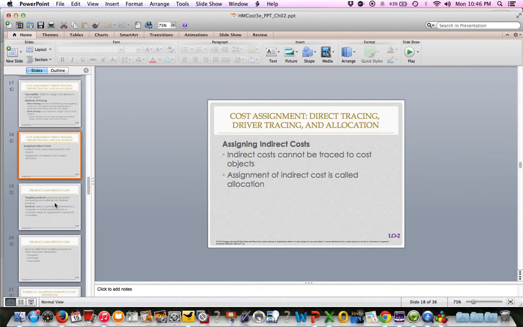And of course you have indirect costs. And it says indirect costs cannot be traced to cost objects. Assignment of indirect costs is called allocation. And so just kind of to paint a picture, whatever room you're in listening to this, just imagine that room as a factory. Okay, so just imagine that room really is represented by a building that's a factory.